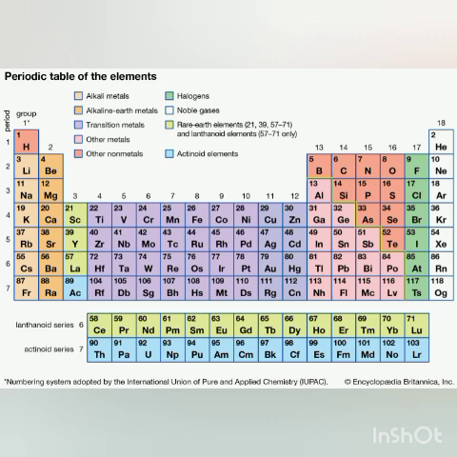Okay, period 3, the elements of sodium, magnesium, aluminum, silicon, phosphorus, sulfur, chlorine and argon. All these elements, they have maximum number of 3 shells.